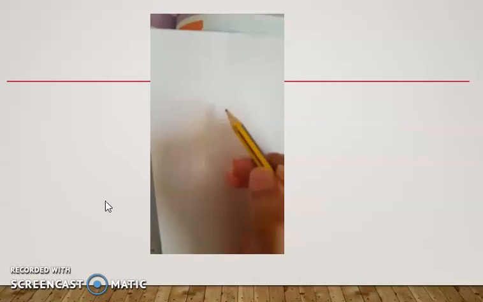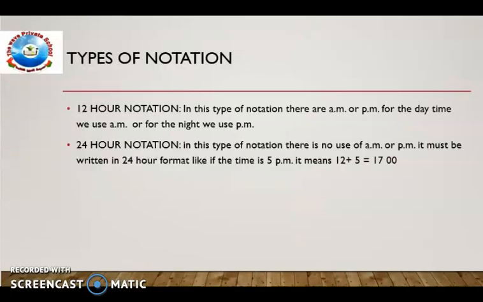And then there is another page, 28, in which there are notations. For notations, I will teach you how you can do this. On page number 28 of your worksheets, you can see there are 2 types of notation in a clock. First, we have 12 hour notation, and the second, we have 24 hour notation. In 12 hour notation, there are A.M. and P.M. See how I am writing this, AM, or P.M., it means PM. For the day we use AM, and for the night we use PM.